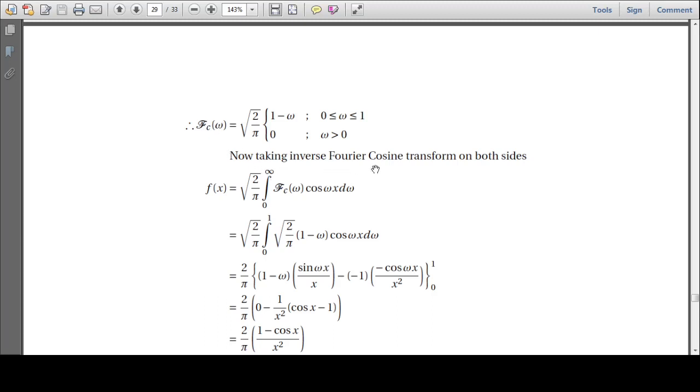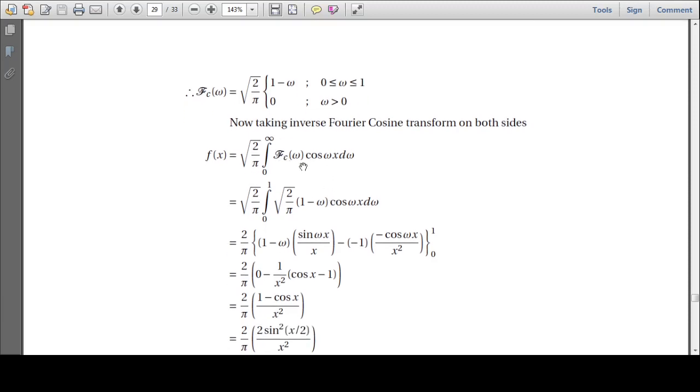So by taking the inverse Fourier cosine transform, we get on the left side f of x equal to root of 2 by pi into the integral of the Fourier cosine transform of omega cos omega x d omega. This is the definition of the inverse Fourier cosine transform. Now we substitute the Fourier cosine transform of omega from this expression. That is equal to root of 2 by pi integral 0 to 1, because this function has a non-zero value only in the range 0 less than or equal to omega less than or equal to 1. For omega greater than 1 it gives 0. That is why we take only the non-zero part of this Fc bar of omega.